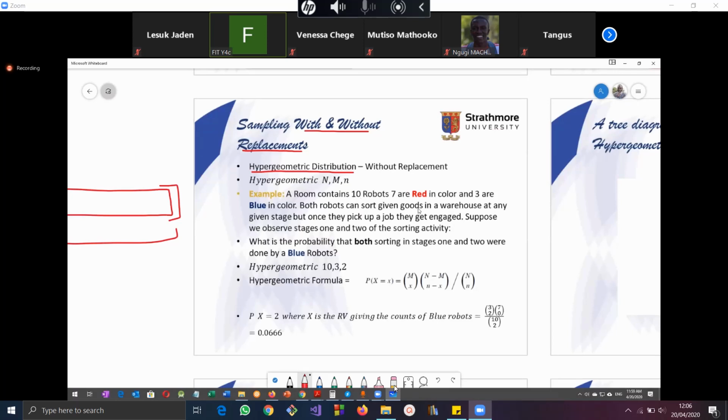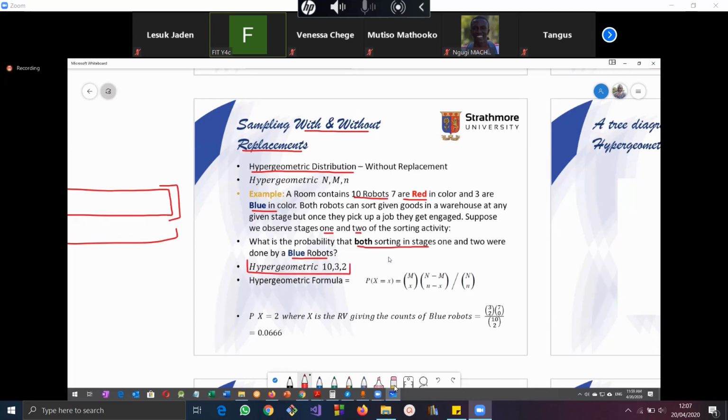So let's say, for example, we have a room with 10 robots. 7 of the robots are red, and 3 of them are blue in color. Both robots can sort given goods in a warehouse, and you can read through these. And suppose we observe the stages. There are 2 stages, stage 1 and 2 of activity. What is the probability that both stages were done by blue robots? So this one can actually be modeled using hypergeometric.